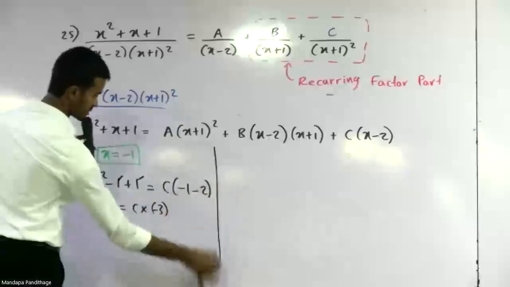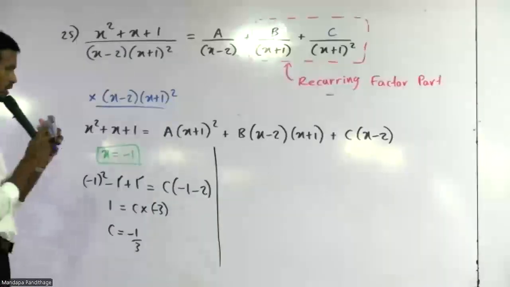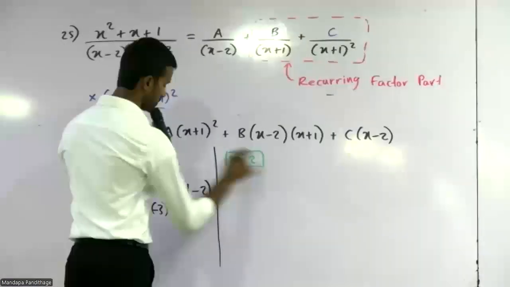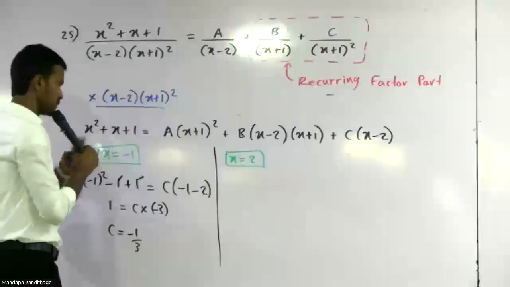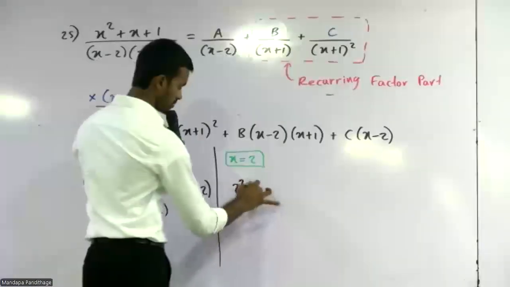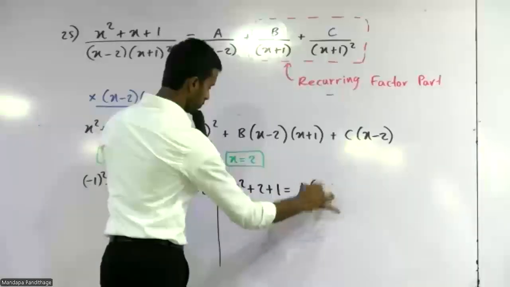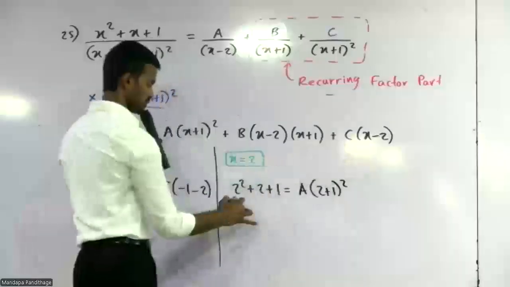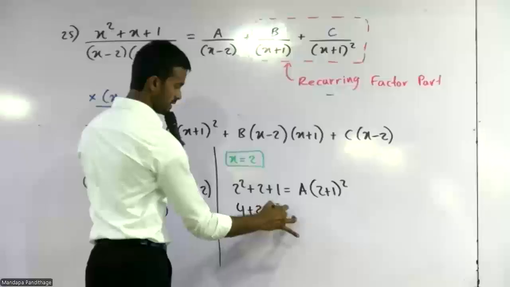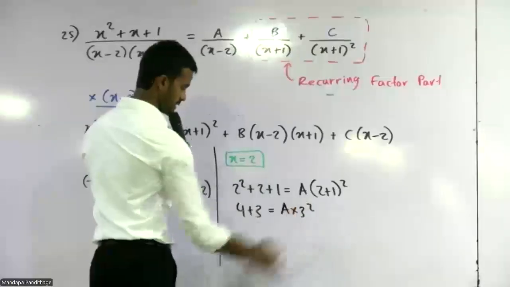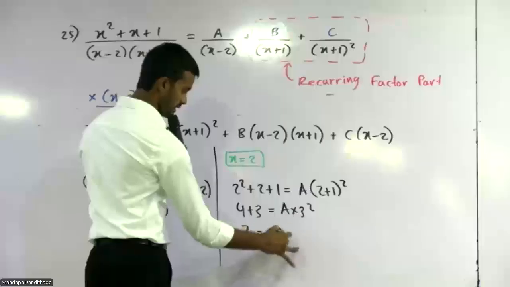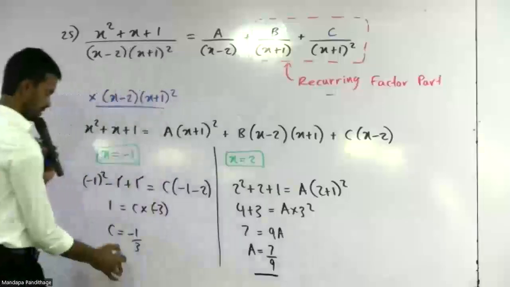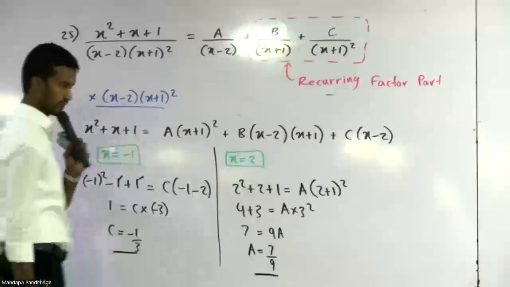There's another one you can substitute. Here you got 2. I put x equals 2. So when x equals 2, it's 2 squared plus 2 plus 1 is equal to a into 2 plus 1 squared. This becomes 0 and this becomes 0. So it's 4 plus 3, it's 7, is equal to a into 3 squared, which is 9. So 7 is equal to 9a. So a is equal to 7 over 9.